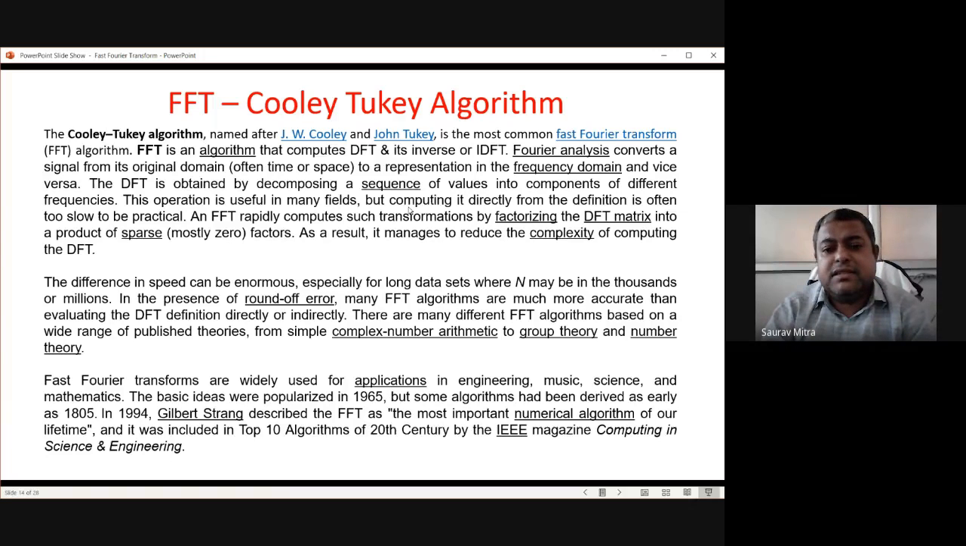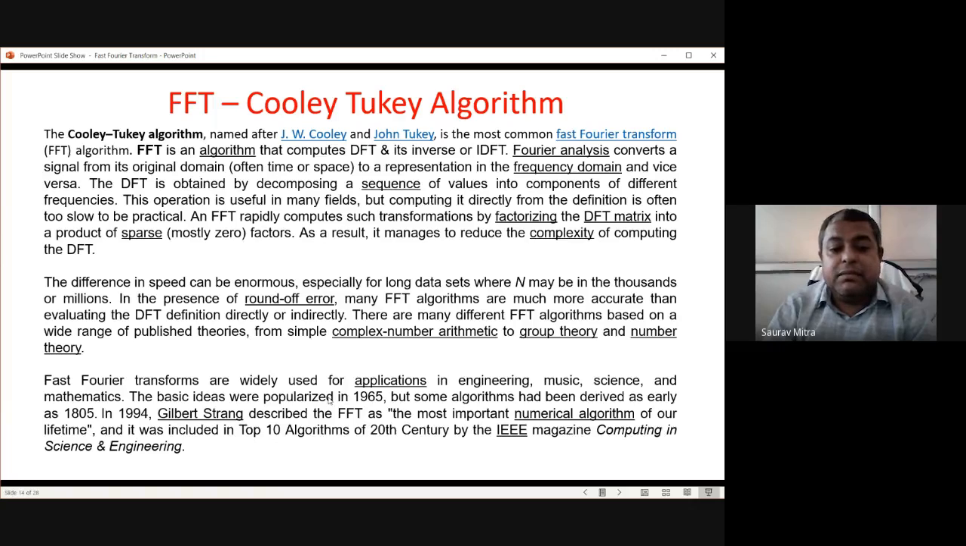So these are basic things taken from Wikipedia. You can go through them. The name of Gilbert Strang is also there. He is the universal father, you can say, of linear algebra. He has described the FFT as the most important numerical algorithm of our lifetime. It was included in the top 10 algorithms of the 20th century by IEEE magazine Computing in Science and Engineering. FFT transforms are widely used for applications in engineering, music, science, mathematics, and recently too much use has been found in mechanical engineering, civil engineering, physics, everywhere.